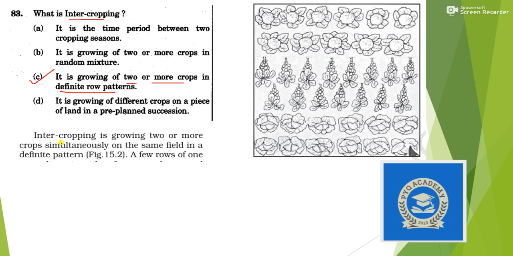Here you can see the definition is also given. Growing two or more crops simultaneously on the same field in a different pattern.